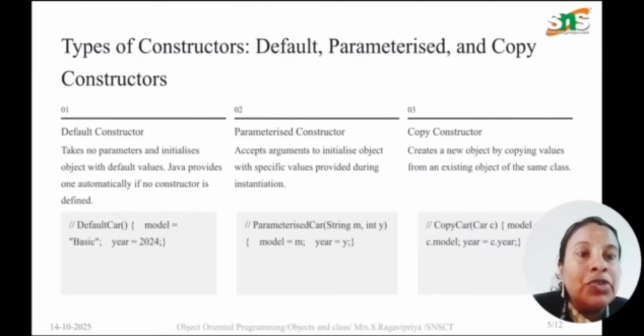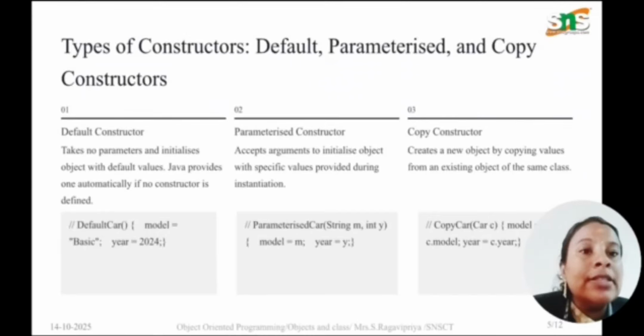Types of constructors. There are three types of constructors: default, parameterized and copy constructors. The default constructor takes no parameters and initializes the object with default values. Whenever you are not giving any parameters, it is considered a default constructor. Java provides one automatically if no constructor is defined. In a default constructor there will be no parameters. Example: default Car.